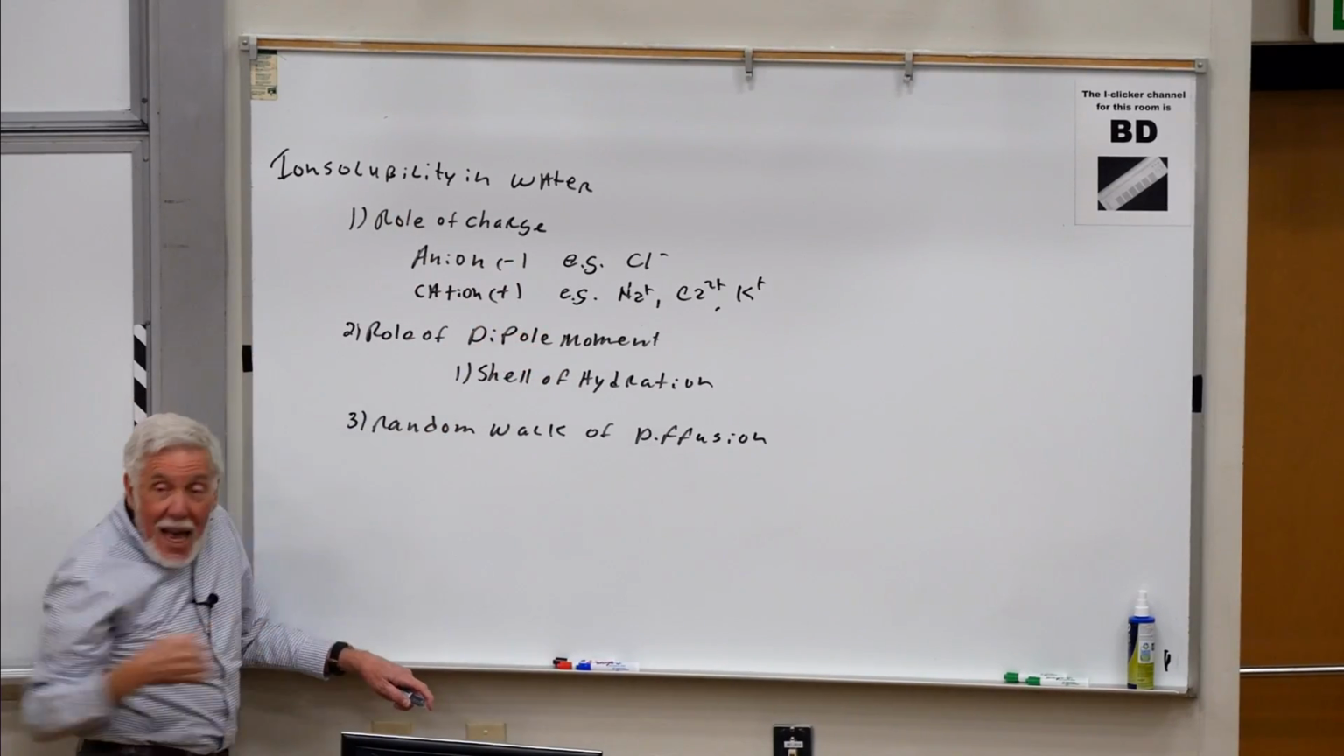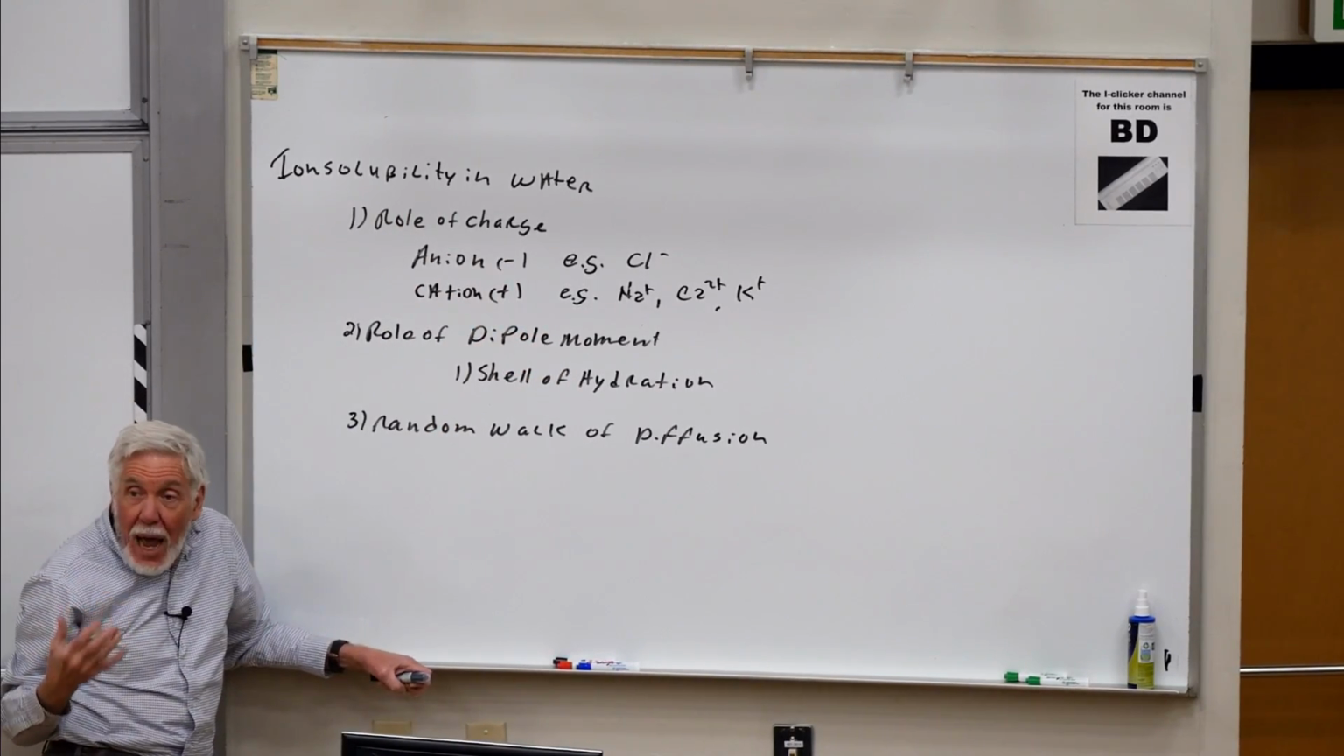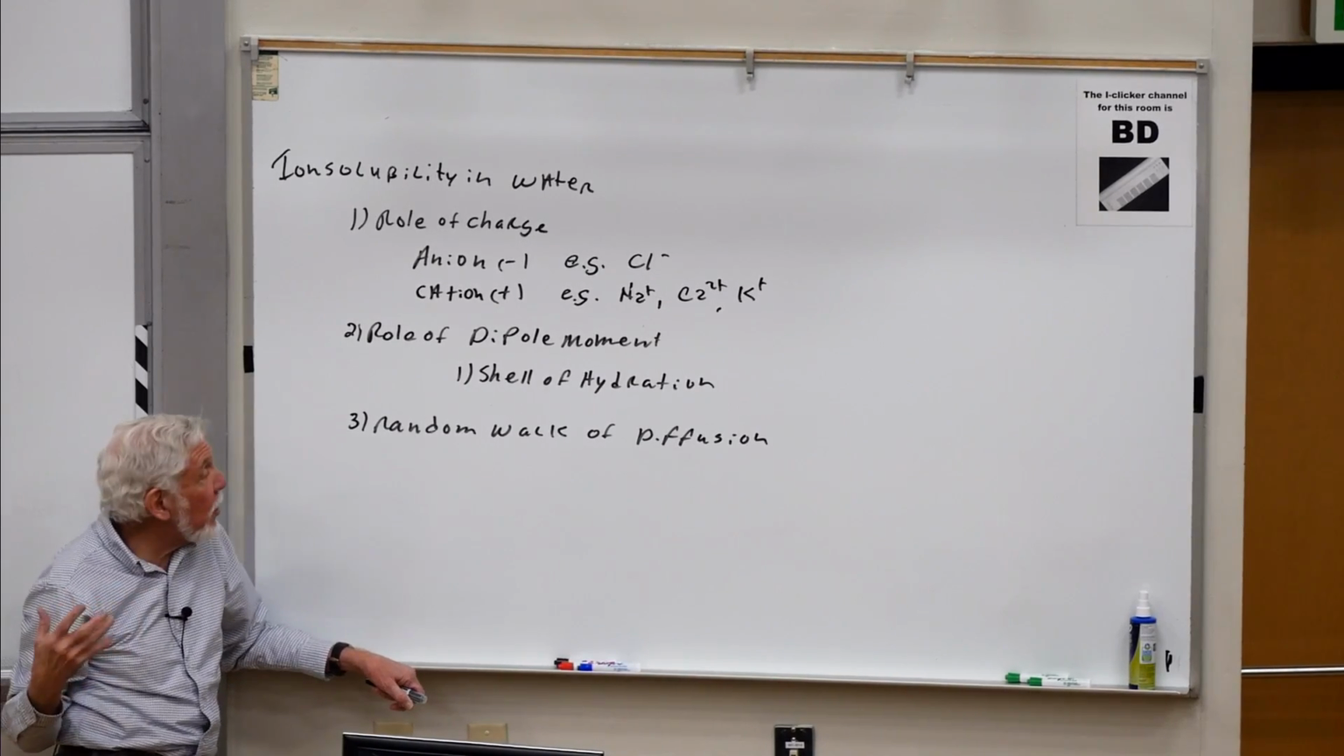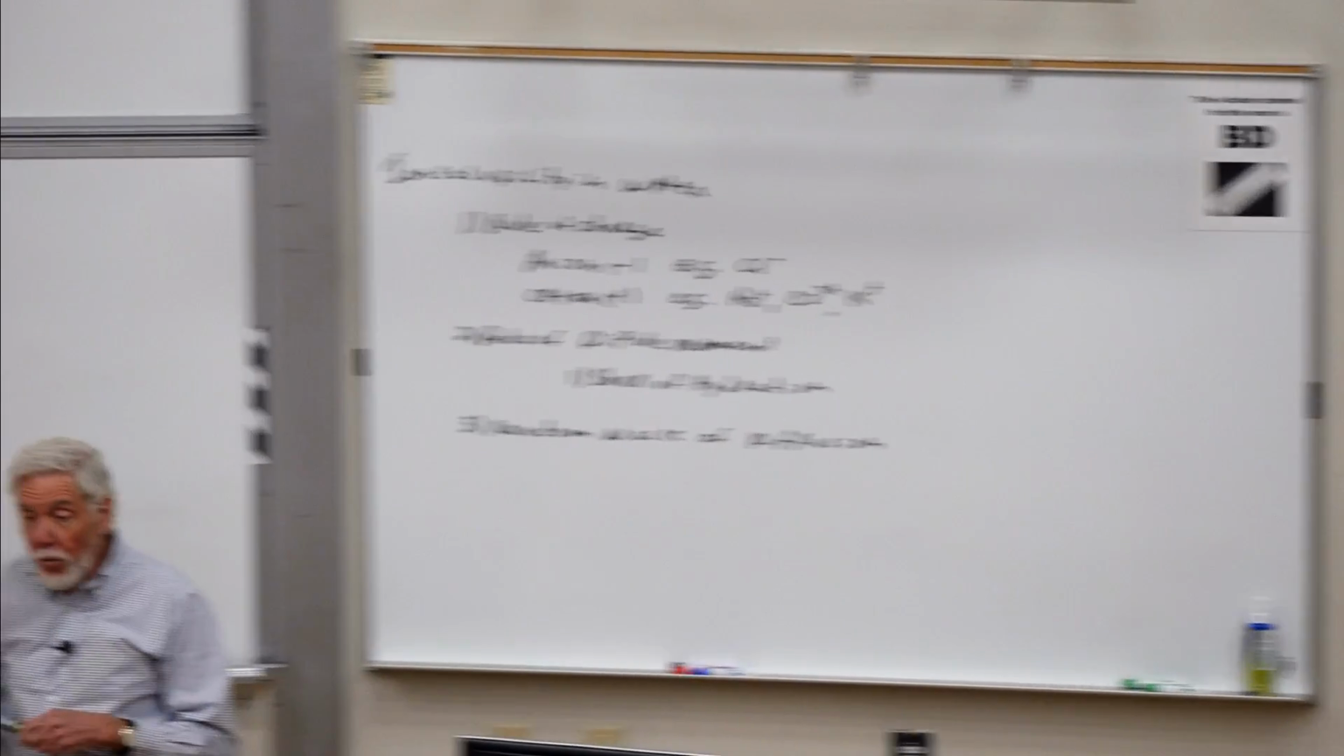Along with this, we'll also add in the idea of surface tension. We'll talk about what happens at the air-water interface and how hydrogen bonding is important for generating surface tension. And then finally, if there's time, we'll talk about the random walk of diffusion.